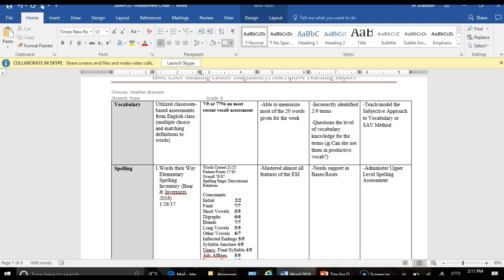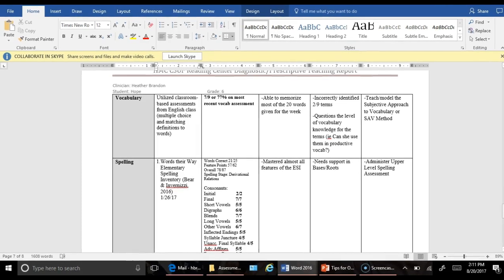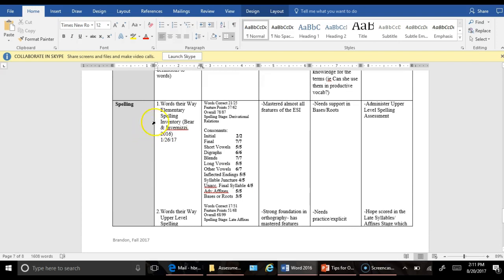All right, and then lastly, I gave her the Words Their Way spelling inventory. I started with the elementary spelling inventory just to see how that went. And she did really well on this. She had 21 out of 25 words correct, 57 out of 62 features, overall 78 out of 87 scored in the final stage. I didn't get a lot of information from this. I saw bases and roots is where she needed instruction, but it didn't give me a lot of information because it is for grades 1 through 6, and she's hit the ceiling on this assessment. So for my next step, I need to administer the upper level spelling assessment.